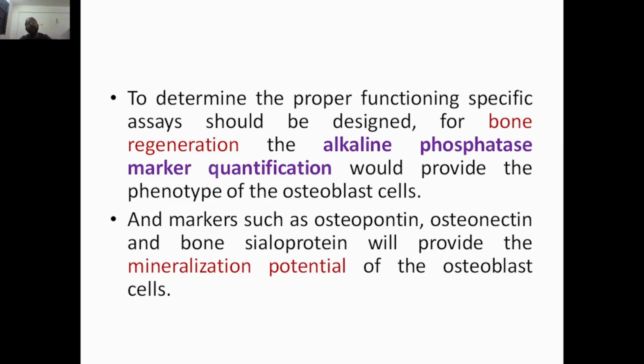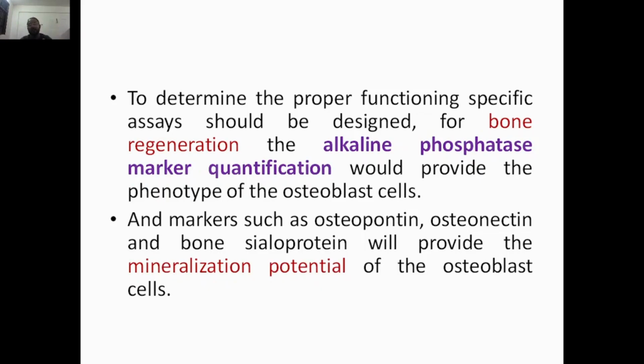To determine proper functioning, specific assays should be designed. If you want to identify whether the cells are functioning or not, beyond their cell viability, sometimes cells will be living but not functional. That's why cell functioning is very important. To know whether the cells are functioning, we should design some assays. For bone regeneration, alkaline phosphatase marker quantification provides a phenotype of the osteoblast cells. Then we will come to know whether mineralization is taking place or not.